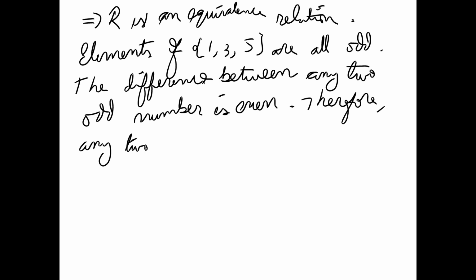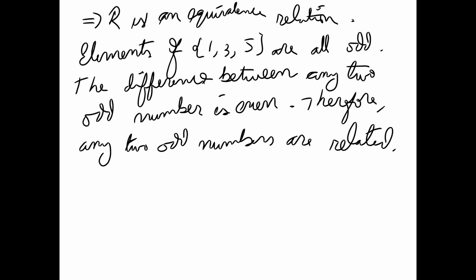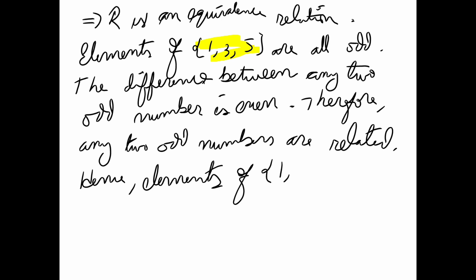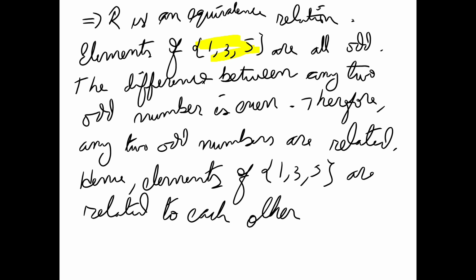Any two odd numbers are related. In the given set, every element is an odd number, so each element is related to the others. Therefore, elements of 1, 3, 5 are related to each other.